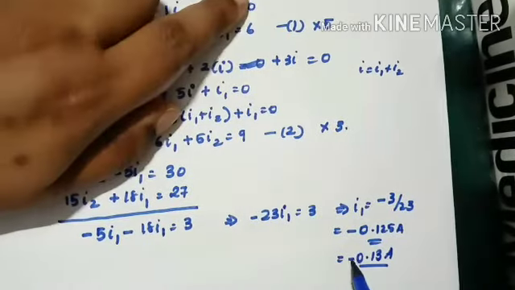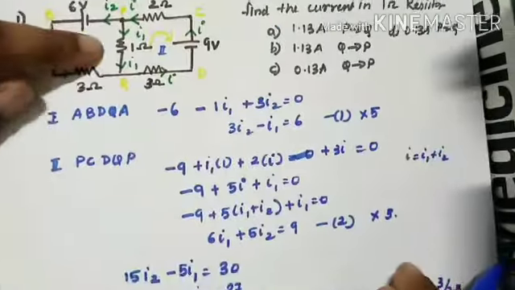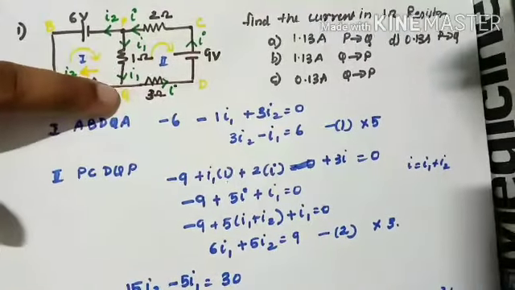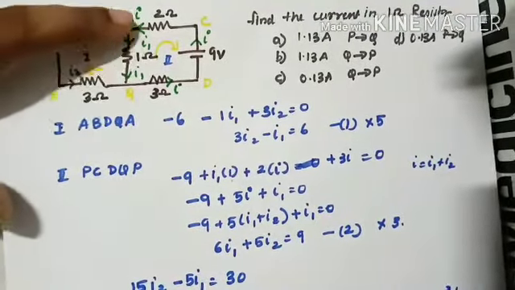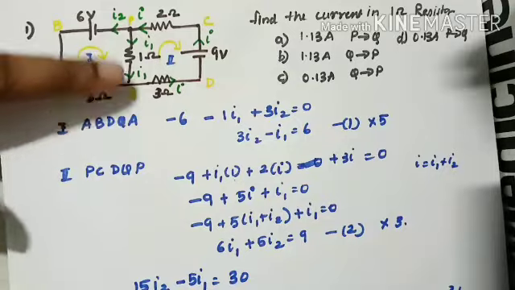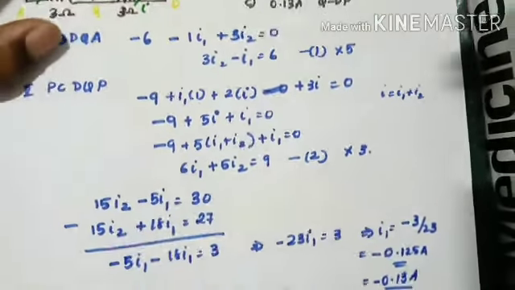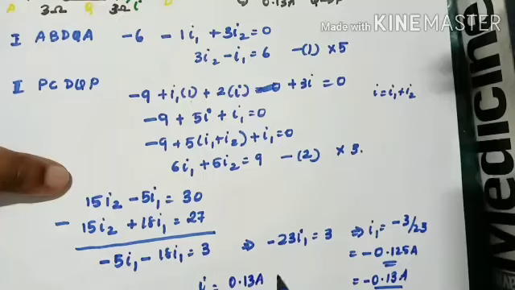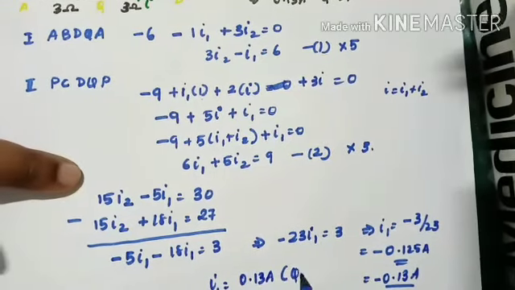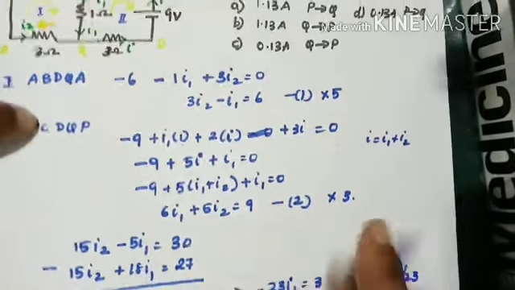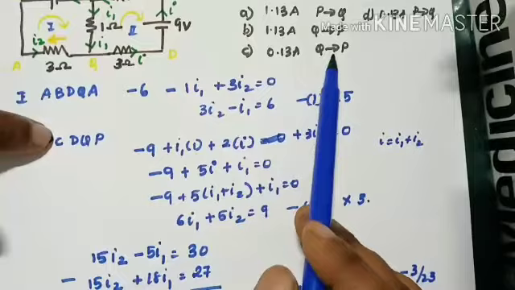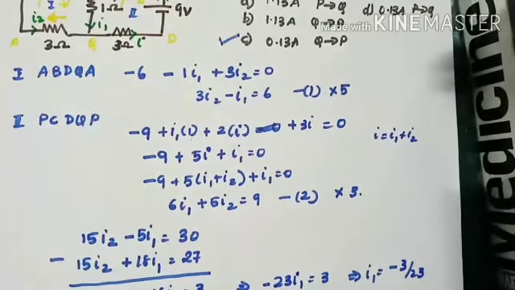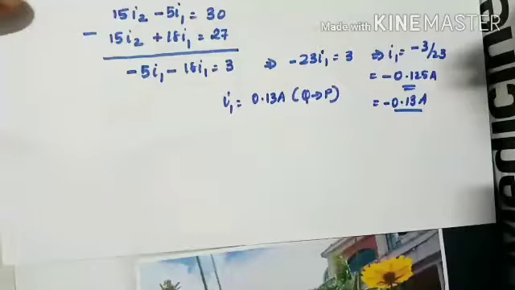Now the problem is there is a minus. See, I assumed that I1 is flowing from P to Q. The minus indicates that the current is not flowing from P to Q but from Q to P. So the answer is current I1 is 0.13 ampere and it is flowing from Q to P. So the option will be C, 0.13 ampere, Q to P. Clear? This much is clear. Let's move on to the next question.